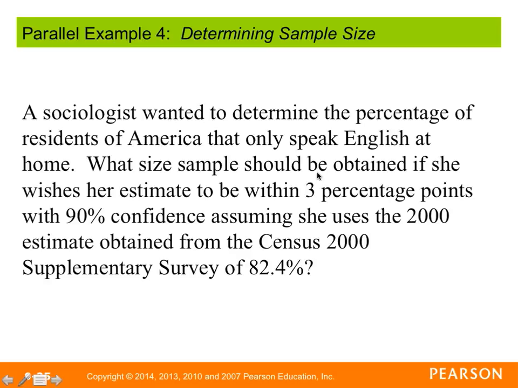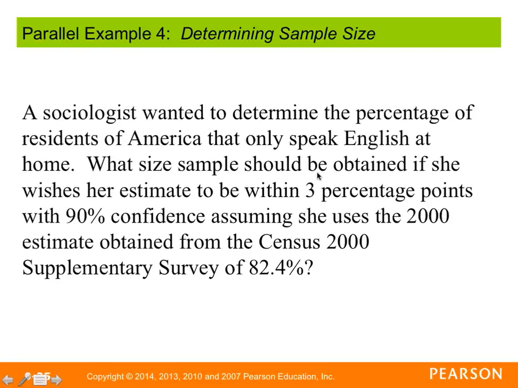So let's say a sociologist wanted to determine the percentage of residents of America that only speak English at home. So we want to know what sample size should be obtained if she wishes her estimate to be within 3 percentage points with 90% confidence, assuming she uses the 2000 estimate obtained from the Census 2000 supplementary survey, which was 82.4%.